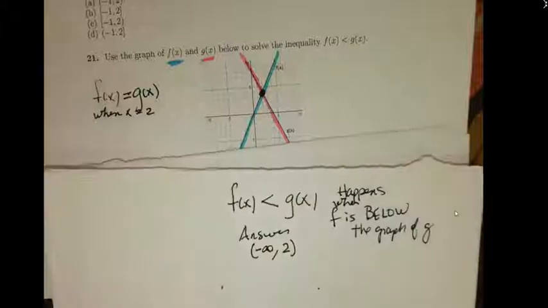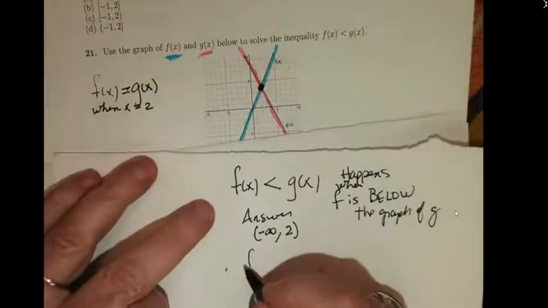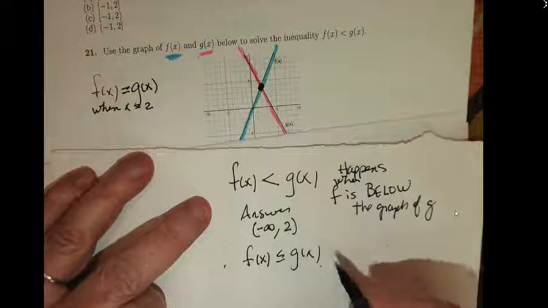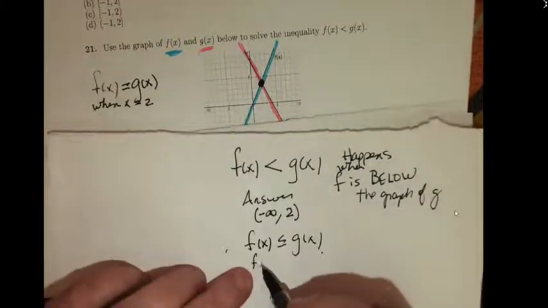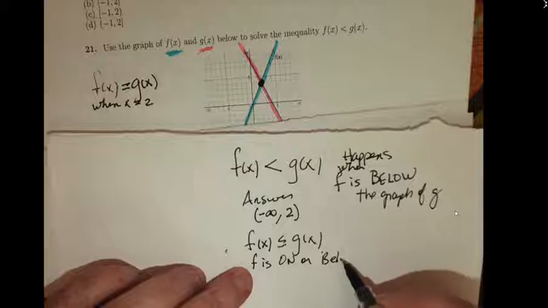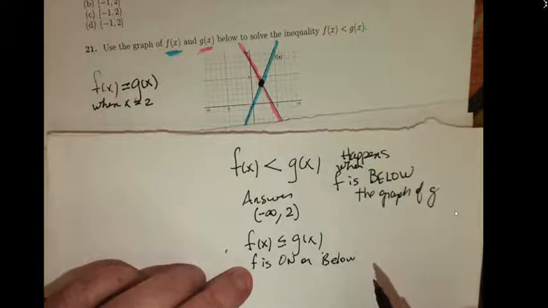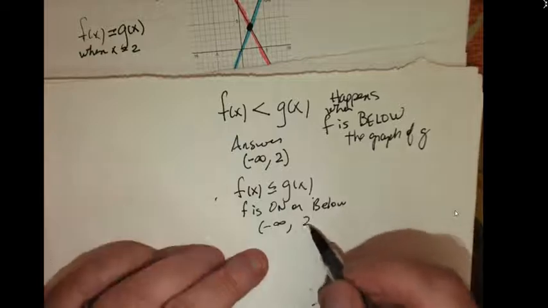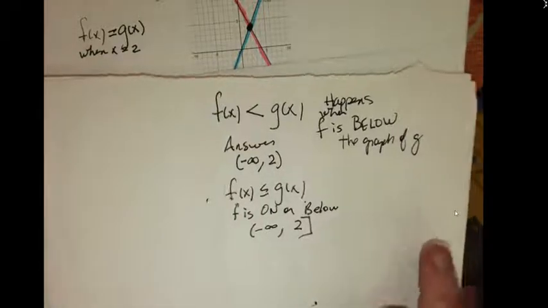Okay. Now, if the question had been, when is f of x less than or equal to g of x? Well, that happens when f is either on or below. So we include that intersection point. And so then our interval would have included 2.